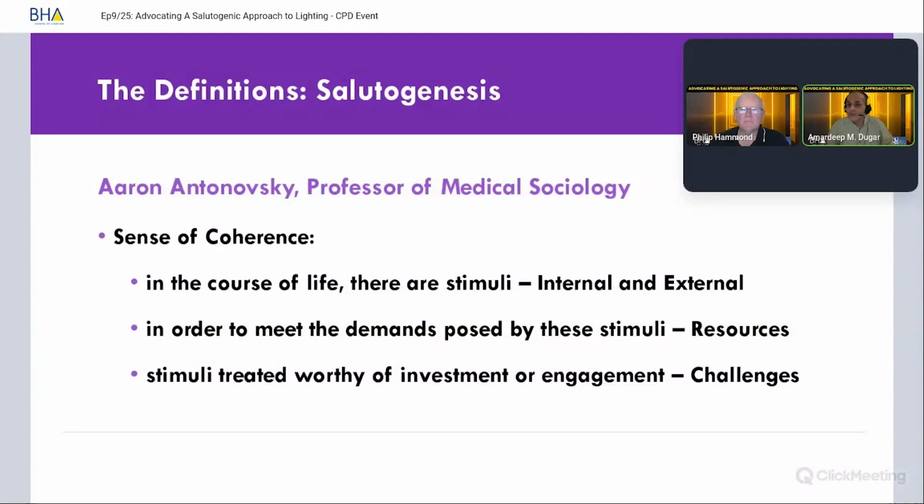And these resources could be financial resources in terms of a great bank balance. It could be emotional resources in terms of family, friends, a great partner. It could be intellectual resources. And because they have all these resources, these individuals have this confidence, and what they're able to do is treat these stimuli as challenges, and they think it's a worthy investment or engagement, and they deal with these challenges head on. So that's what sense of coherence is all about.